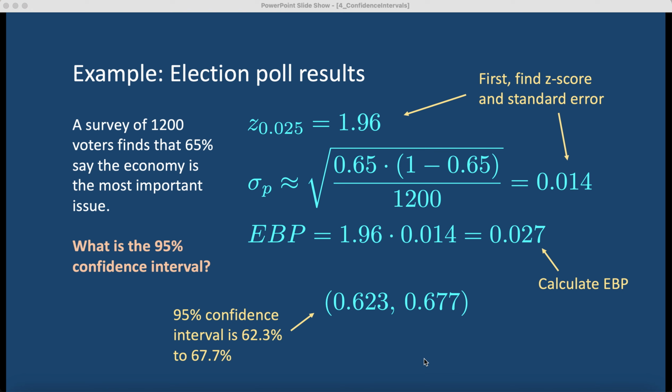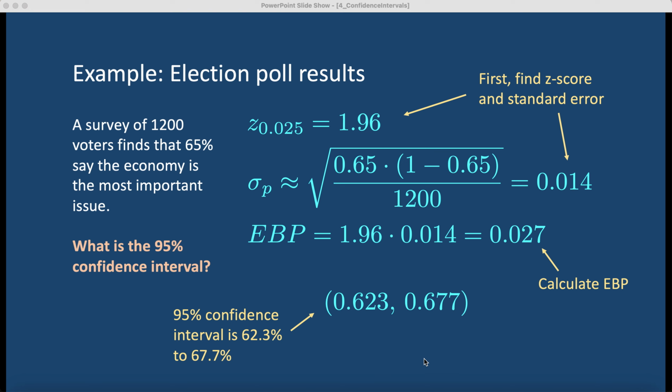In this context, we have an election, and we're taking a poll, a survey of 1,200 voters. 65% say the economy is the most important issue. So we want to know the 95% confidence interval for that 65% sample result. Once we have the error bound for the proportion, we'll do what we have done in the past. We'll add it to the 65%, we'll subtract it from the 65%, and that's our confidence interval.